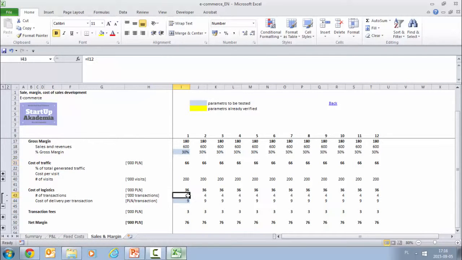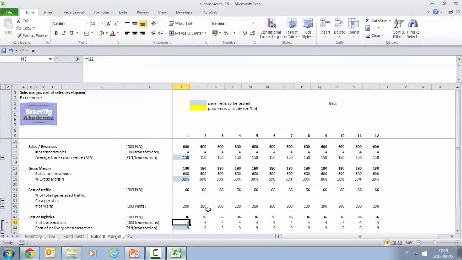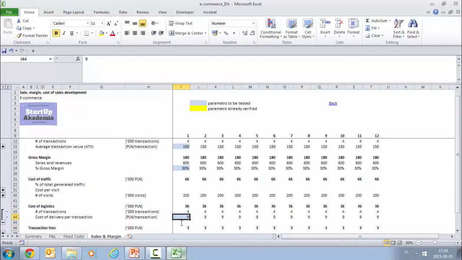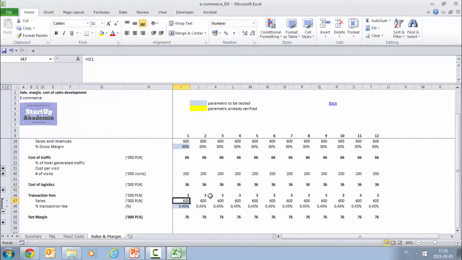Logistics, basically, we take the transactions we have calculated here, we put them here, and we also put the cost of delivery per transaction we have negotiated with our supplier. Now let's go to the transaction fees. So transaction fees are calculated very easily.